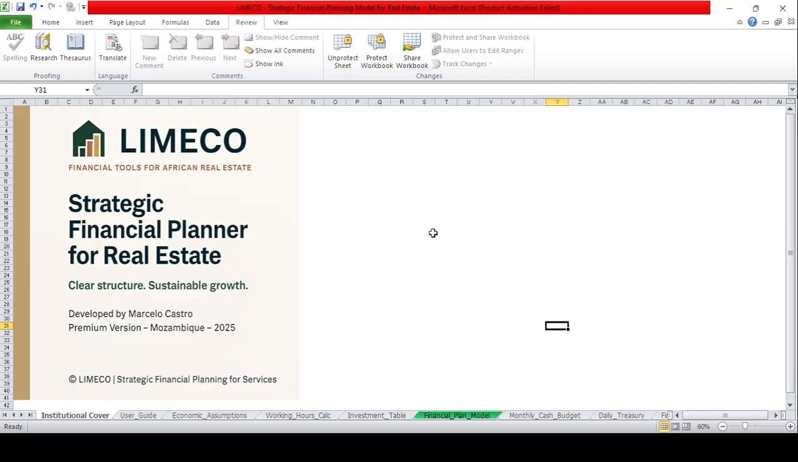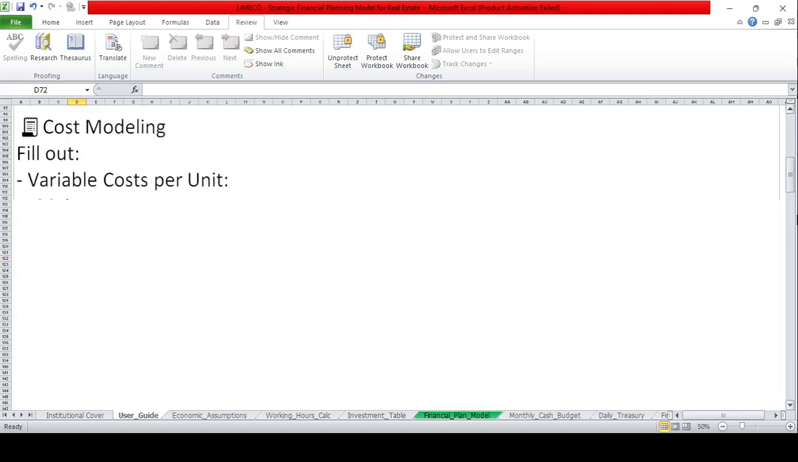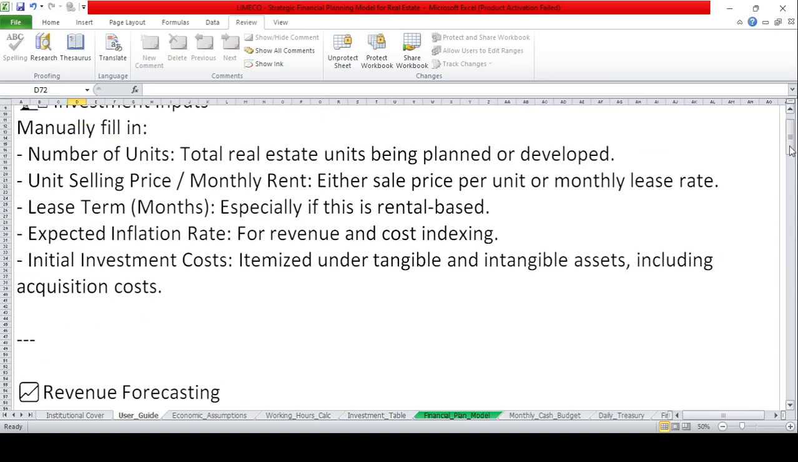Hello, we are here going to develop a financial planning for real estate. We wanted to do a financial planning for rental rooms, two rental rooms. Here we have the user guide.